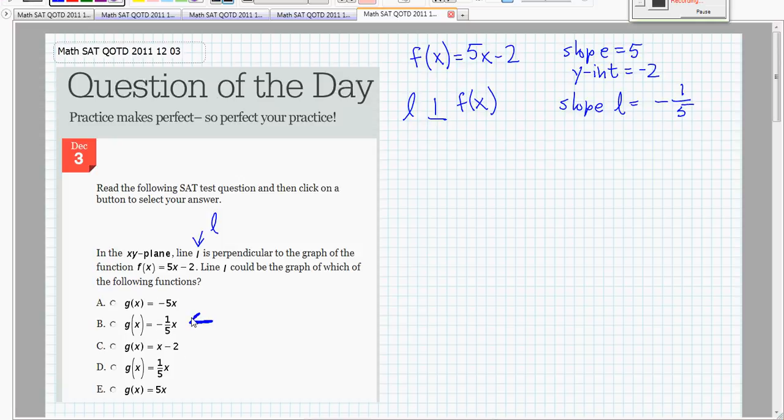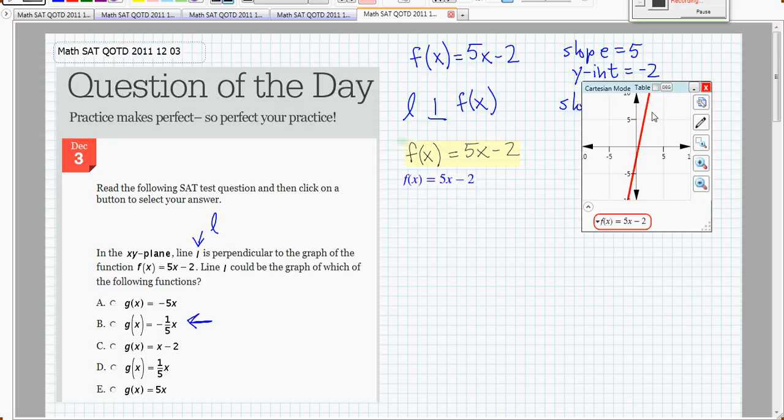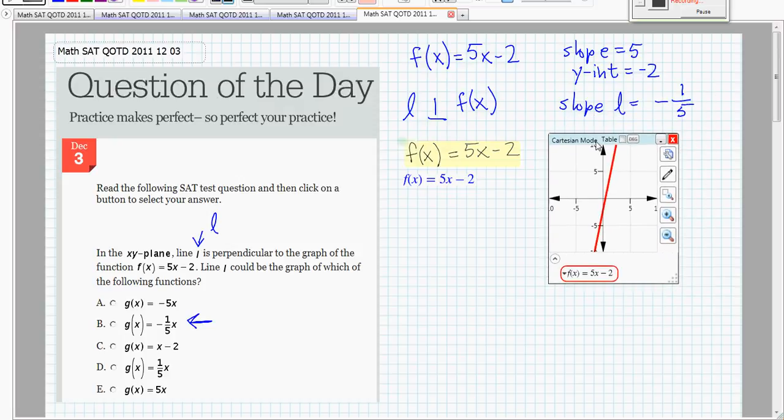I'm predicting it's going to be this answer here. But let's just plot them all and make sure we understand the graphs of each of these. And we'll see it pretty obvious which one is the right answer. So let's do this. F of x equals 5x minus 2. I'm using a program here called Fluid Math from Fluidity Software. Okay. So that's the line of f of x.